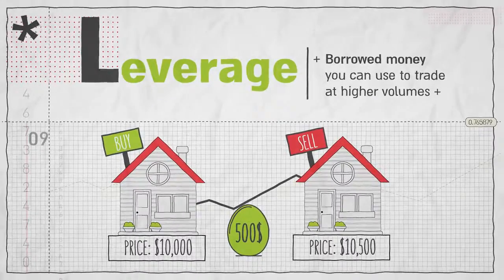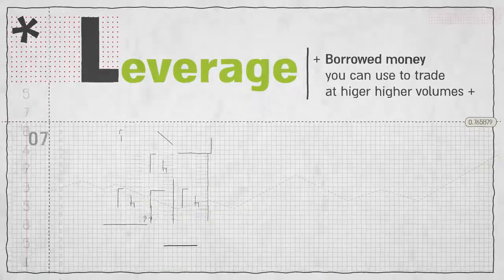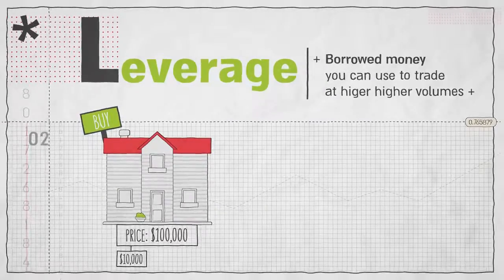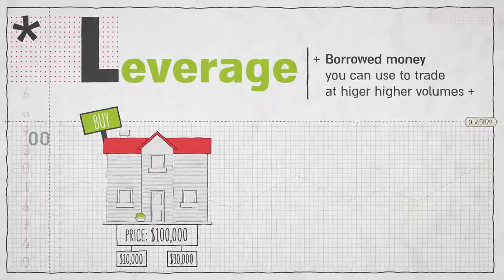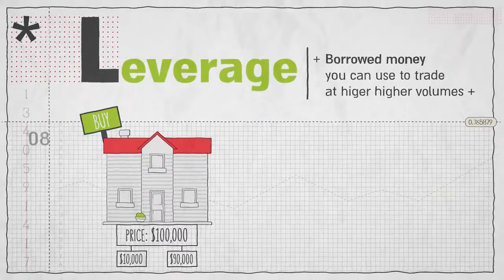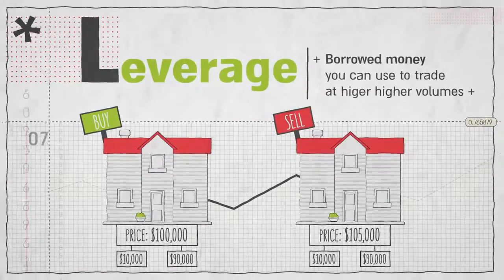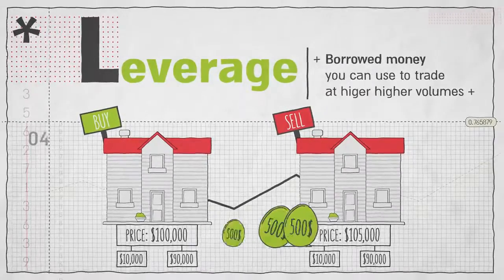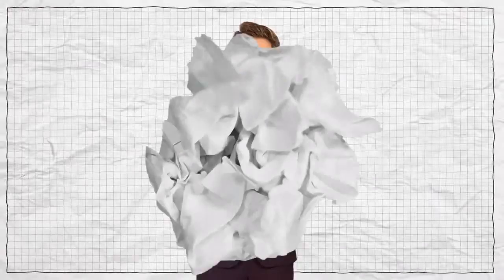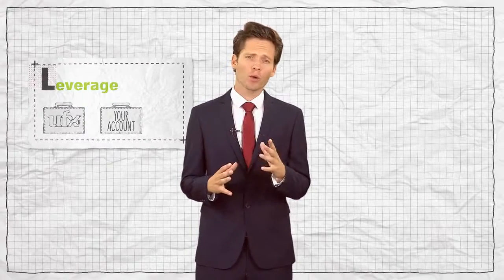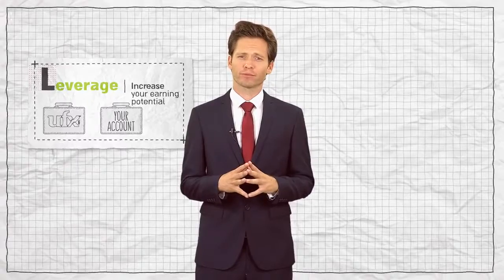That's great, but it's not a lot. Instead, you decide to buy a house for $100,000, but you don't have enough money. The bank lends you $90,000, and you add in your investment of $10,000. When you sell the house for $105,000, you earn a $5,000 profit. Trading with leverage works in a similar way. In essence, leverage is a loan from us to you, allowing you to increase your earning potential.